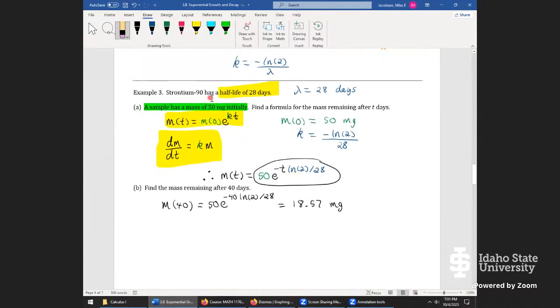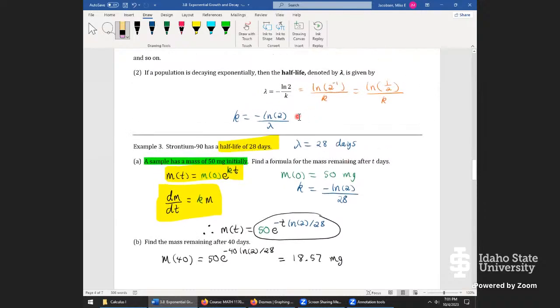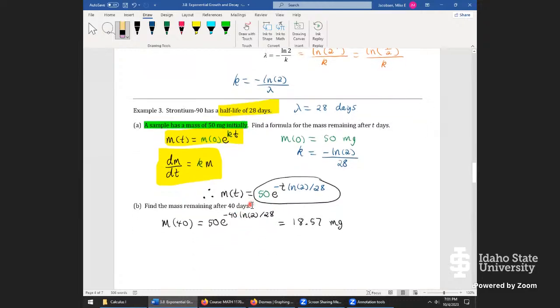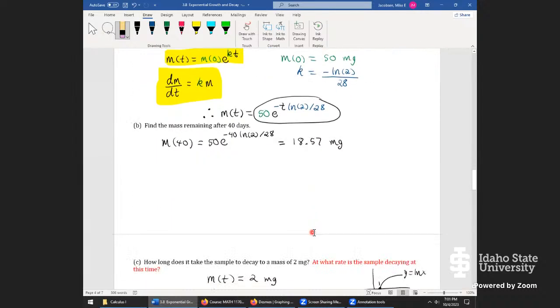So we're dealing with strontium-90. Its half-life was 28 days. And once we discovered the half-life, we found its relative decay rate essentially instantly. We just plugged it in the denominator using this formula here. So the initial mass was provided, essentially K was provided in a roundabout way. We automatically had a mass function. We want to know the mass at 40 days, and it came out to 18.57 milligrams.